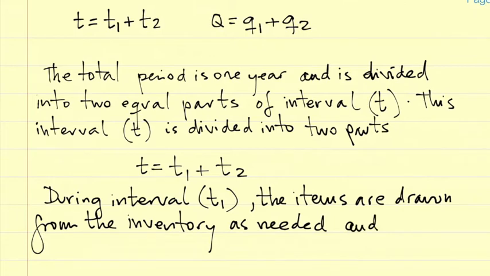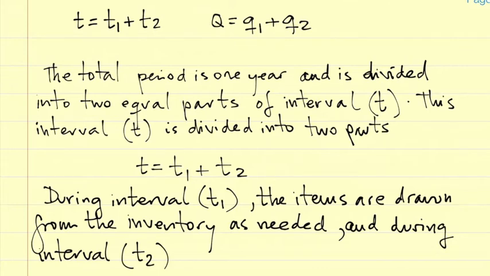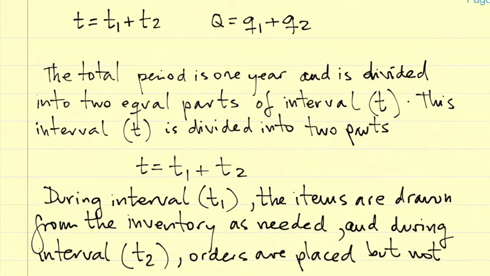And during interval T2, orders are placed but not filled. So this is the situation of a shortage. Okay.